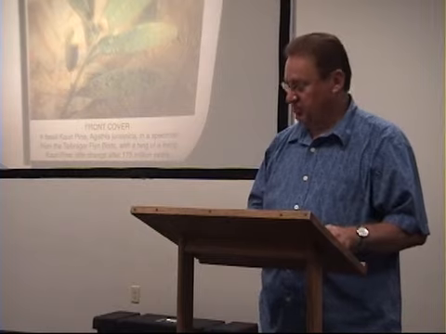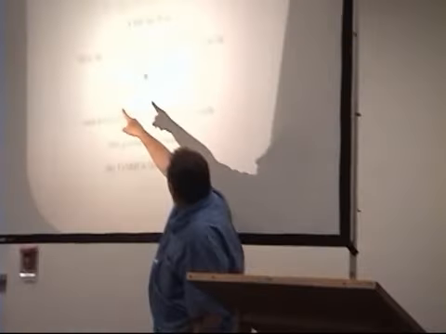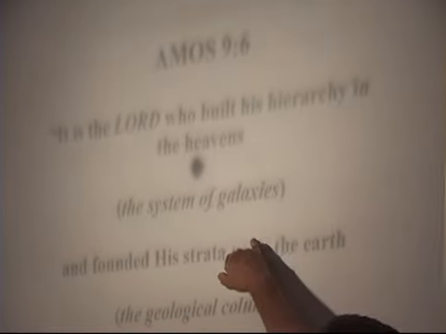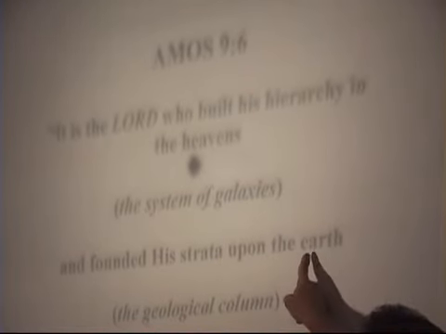So in all of this, read the next one. In all of this, we must seek the encouragement from the Lord and keep searching. Because Amos 9:6, in the New King James version, says, it is the Lord who built his hierarchy in the heavens, the system of galaxies, and founded his strata upon the earth, the geological column. The Lord is his name.